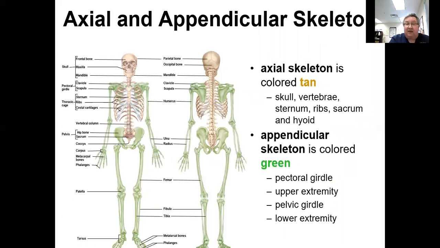Again, we're talking about the axial skeleton, which is the structural base of the body. The muscles all attach to the bones. And the appendicular skeleton, which is in the green, is the parts of the body that move: the scapula, the arms, the legs. So the axial skeleton is more of a base structure that we basically work off of.